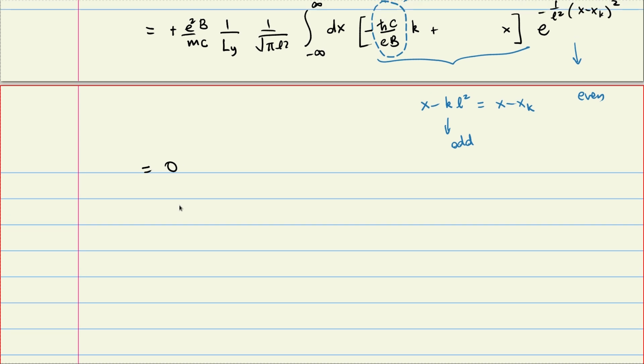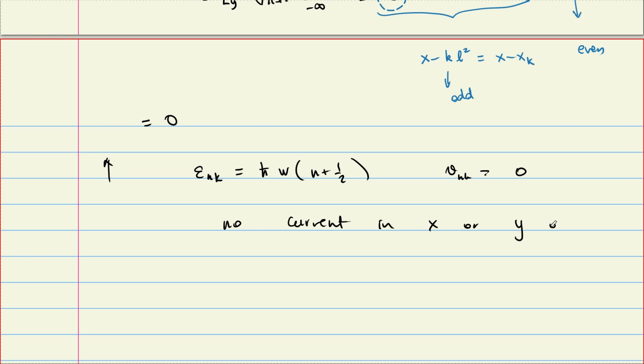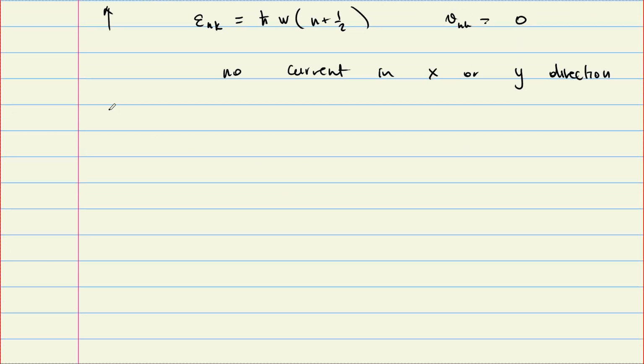Of course, this is kind of the long way to see that, but if you look at the energy dispersion, it's going to be h bar omega n plus a half, and no k dependence. If you take the derivative, there is no k, right? There is no velocity in the y direction. If there is no velocity, there is no current. So that was the no current in x or y directions. Okay, that's good because that's what should have been.